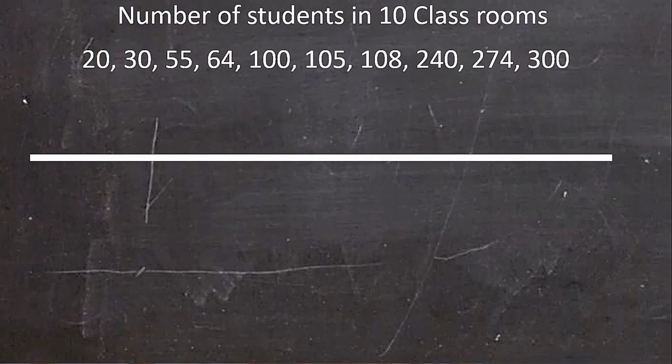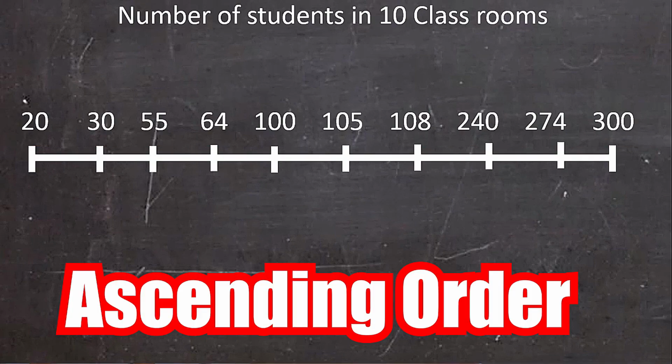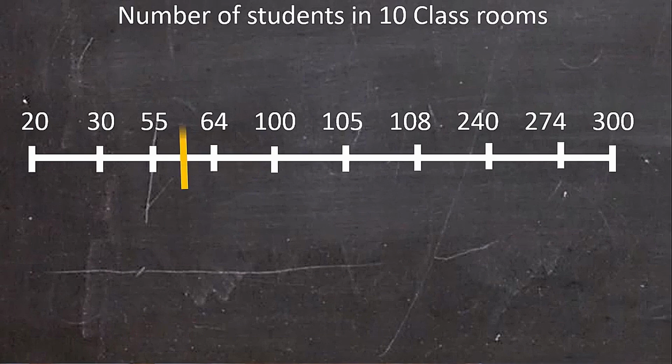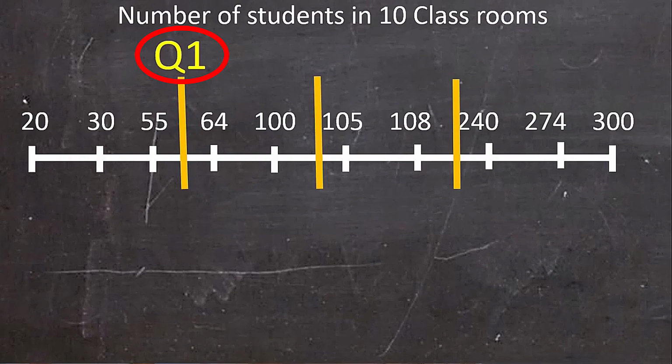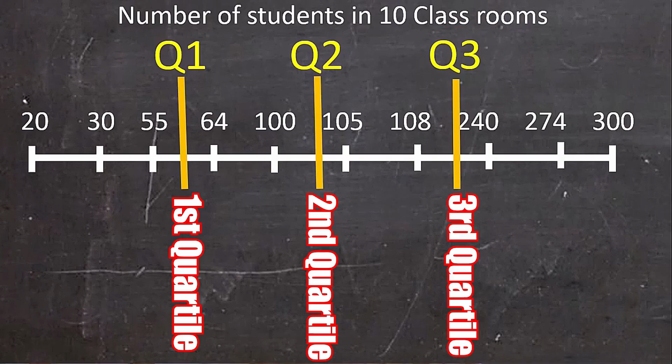If I draw a number line like this, the number line will contain 100% of the dataset. That means it contains all the data values starting from the smallest to the largest, arranged in ascending order. Now, if I'm to draw 3 lines dividing this dataset into equal parts, remember our dataset is actually sorted from smallest to biggest. That means the first line will be Q1, that is quartile 1. The second line will be Q2, that's quartile 2. And then the third line will be Q3, that's quartile 3.